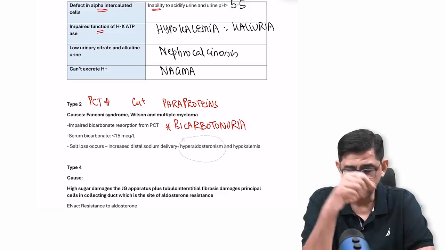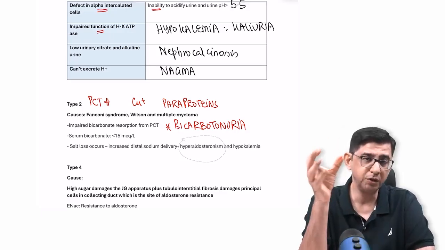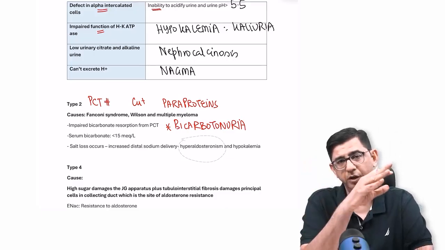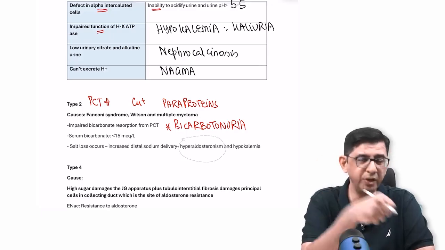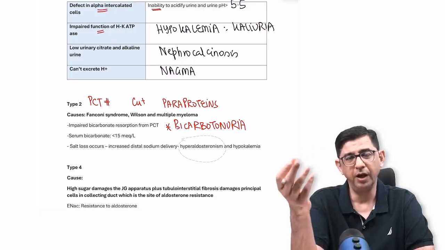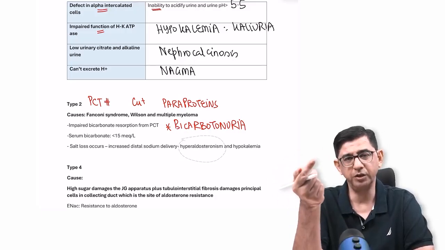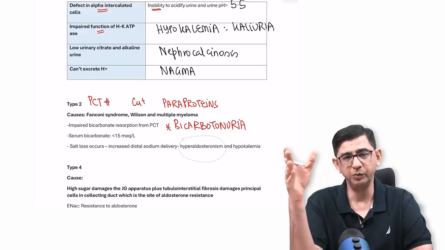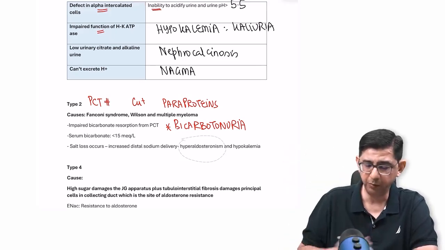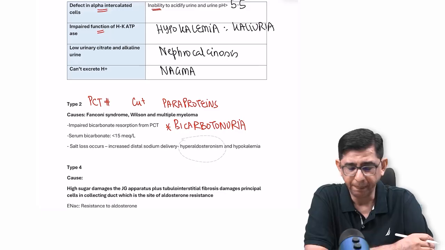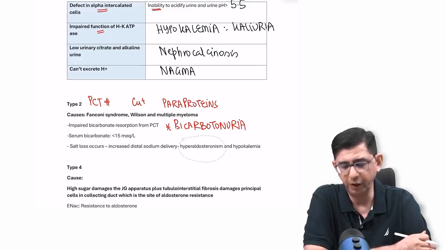In this condition, the proximal tubule mainly does salt and water absorption apart from bicarbonate. So because salt is getting lost from the body, it will try to compensate by increasing aldosterone production. And the disadvantage of that aldosterone production is that it causes a kaliuria as well as hydrogen loss. So there would be hypokalemia occurring in this patient. That hypokalemia is explained because of the hyperaldosteronism present here. The causes of this can be Fanconi's, Wilson, and multiple myeloma.